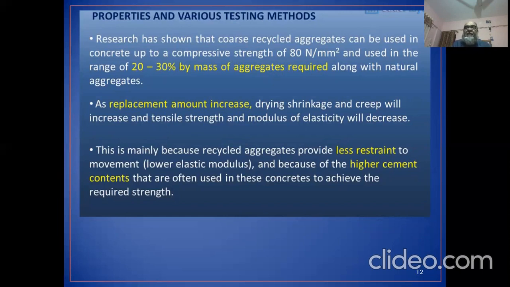So as the replacement amount increases, drying shrinkage and creep will increase, and tensile strength and modulus of elasticity will decrease. Obviously, if the purpose is not served, you cannot compromise the quality just on the basis of your economics. This is mainly because recycled aggregate provides less resistance to movement, has lower elasticity modulus, and because of the higher cement contents that are often used in these concretes to achieve the required strength.